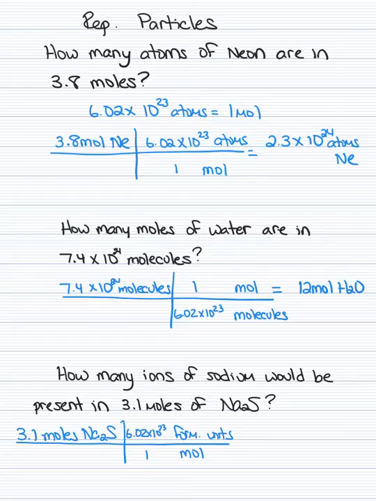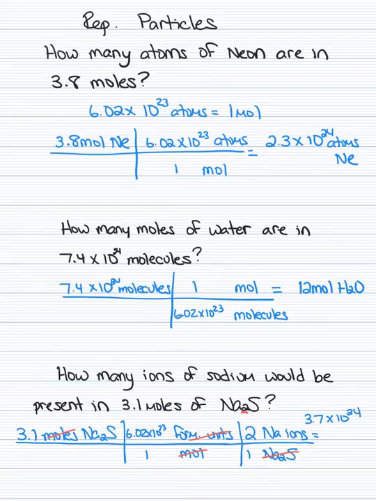To get the number of ions present, we know that there are 2 sodium ions in 1 formula unit of Na2S. And I know that by looking right at the subscript. Moles would cancel, formula units would cancel, and you would be left with ions of sodium, which is what it's asking for. And when you do this out, your final answer is going to be 3.7 times 10 to the 24th sodium ions.